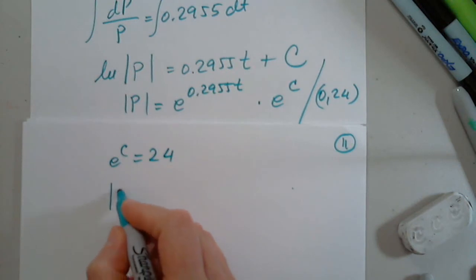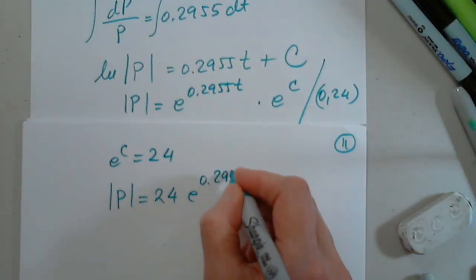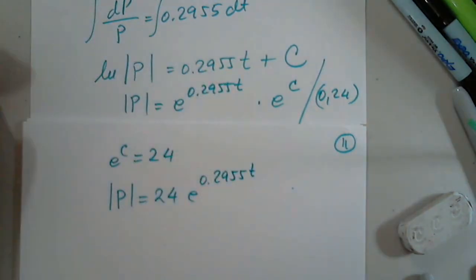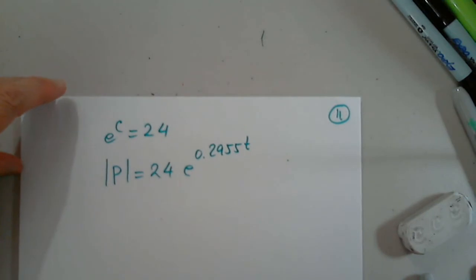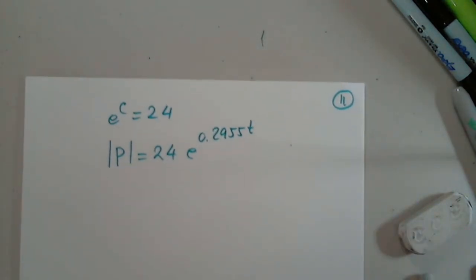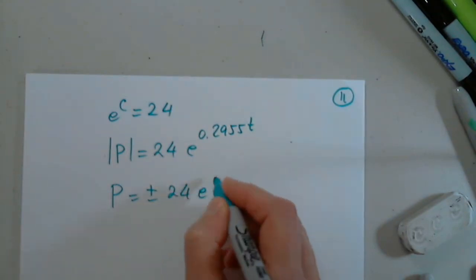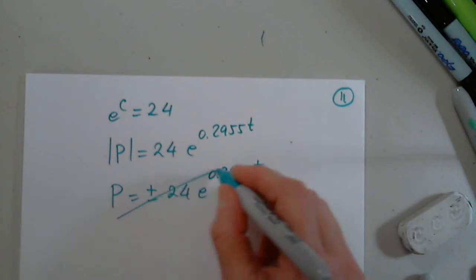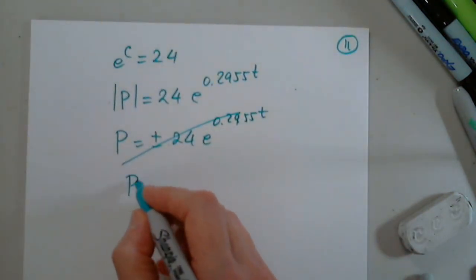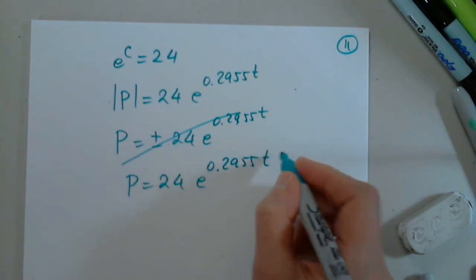So then the absolute value of p equals 24 e to 0.2955 t, which makes sense. I'm sure from algebra you remember the model, right? It's a0 times e to whatever. So again, p should be plus or minus 24 e to 0.2955 t. Of course, p cannot be negative. So this is 24 e to 0.2955 t.